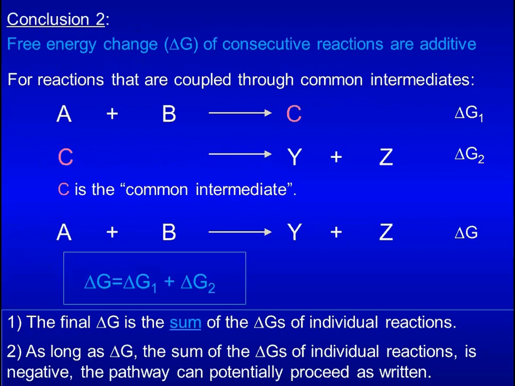For example, given a reaction A plus B to Y plus Z, it takes 2 steps through an intermediate C. Delta G for the first step is delta G1, and the delta G for the second step is delta G2. The delta G for the overall reaction is the sum of delta G1 and delta G2. As long as delta G is negative, the overall reaction can proceed as written.